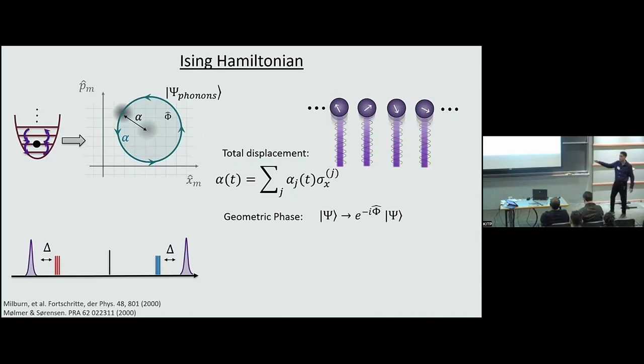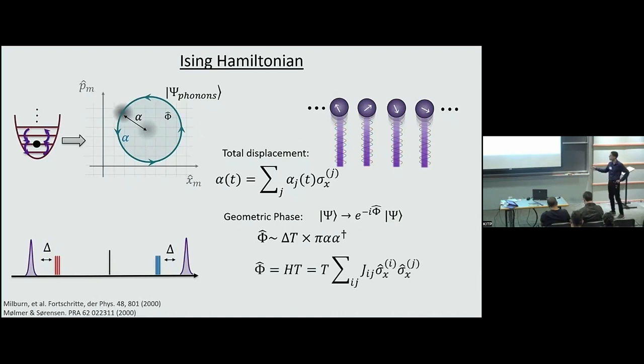Okay, and this phase corresponds to the area in phase space. In our case, it's a quadratic function of alpha times the number of rounds that we accumulate, and therefore we realize a geometric phase that is a bilinear function of the spin operators. This phase appears here in the exponential, and therefore it corresponds to an evolution by a Hamiltonian. In our case, it's the Ising Hamiltonian with our J_ij coefficients. Okay, so that's how we can realize these J_ij interactions using trapped-ion spins, basically by accumulating a geometric phase.